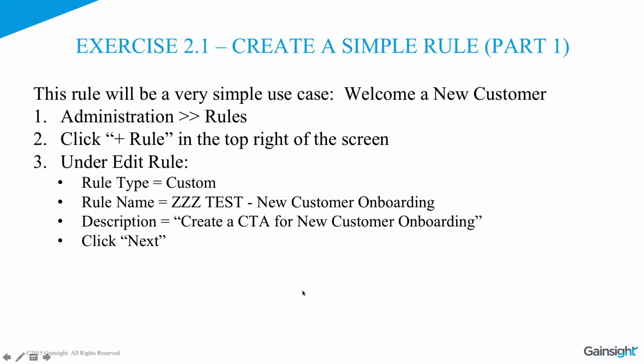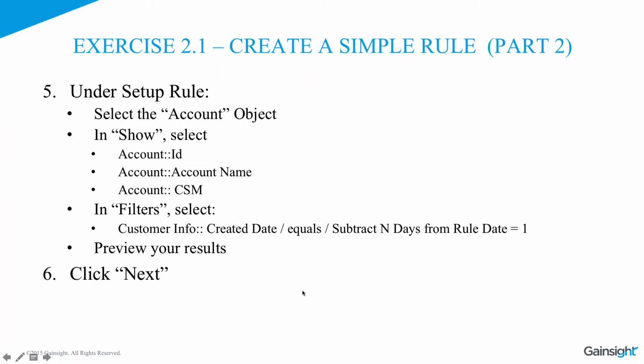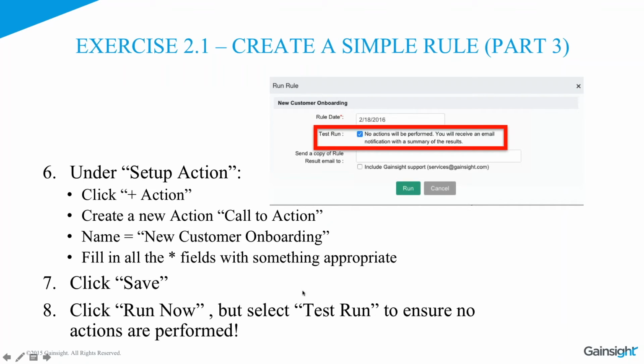We'll start off actually getting into the rules interface. We'll go through all the steps where we fill in, edit the rule, add a description. We'll set up what we want to look at, and then we will complete the rule by testing it. We're going to set up an action, and we're going to run it to see what actually happens.